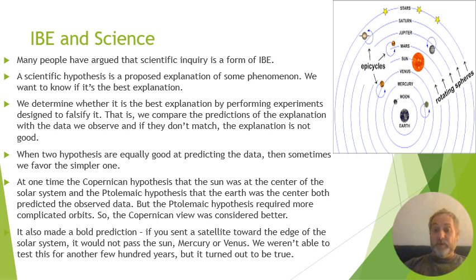And it made a very bold prediction. It took hundreds of years for us to be able to test it, right? But if you send a satellite out towards the edge of the solar system, it's not going to pass the sun or Mercury or Venus, right? It's going to go out, so it'll pass Mars and so on, right? So simplicity in this case was a guide to the truth, right? And this has tended to be the case throughout the history of science. So even though it might seem there's no rational basis for it, simplicity is our guide when it comes to IBE.